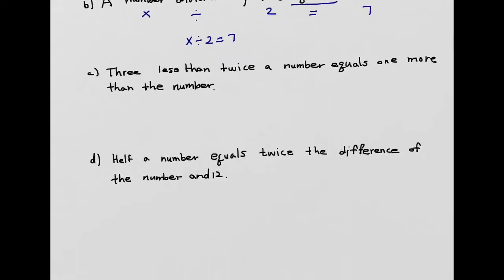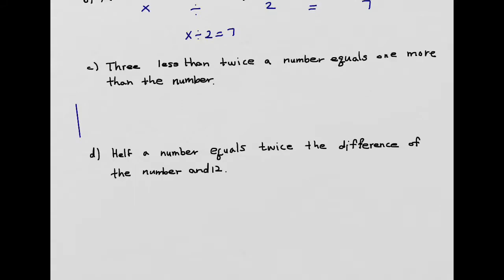Let's look at another one, this 2. I have 3 less than twice a number equals 1 more than the number. Again, where is equal? Right here. So I have the equal sign. In front of the equal sign, that's going to be my left side. Behind the equal sign, that's going to be my right side. And 1 more than the number, how are you going to write that? You will say x plus 1, right?